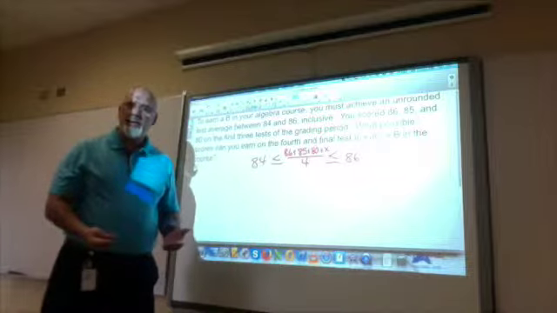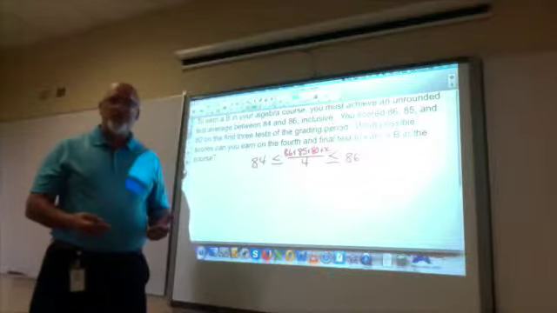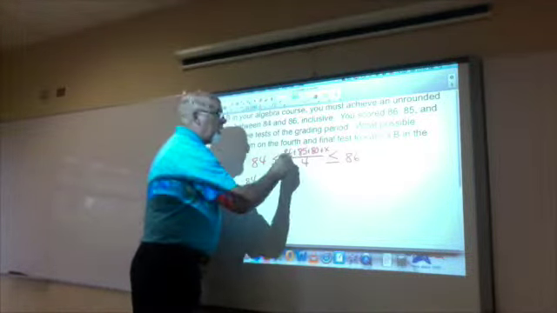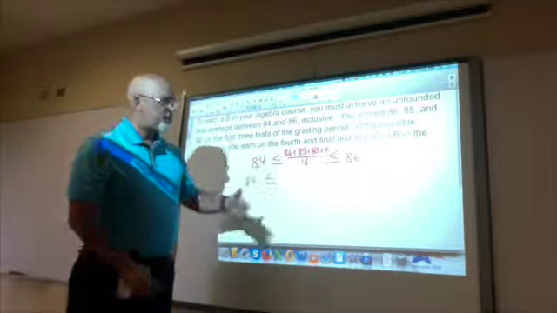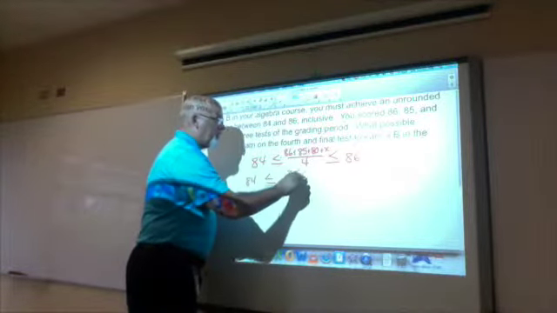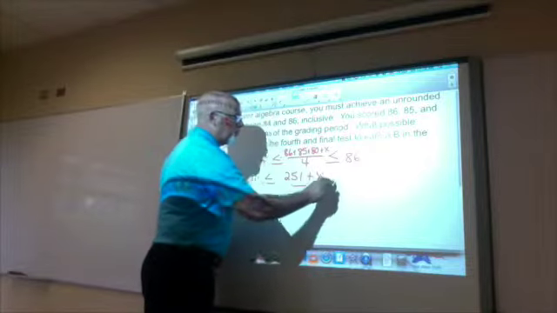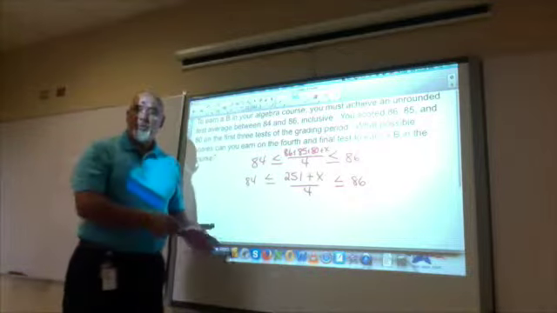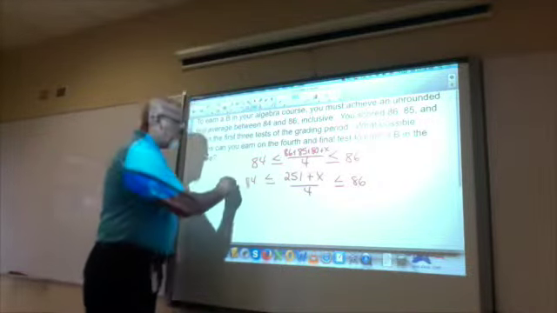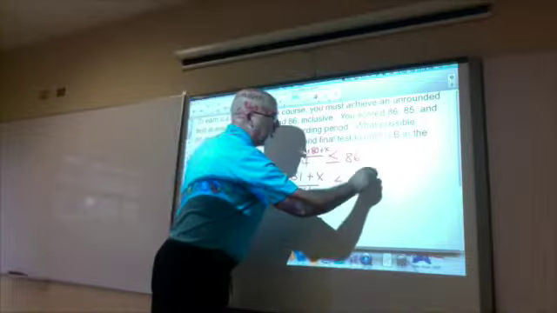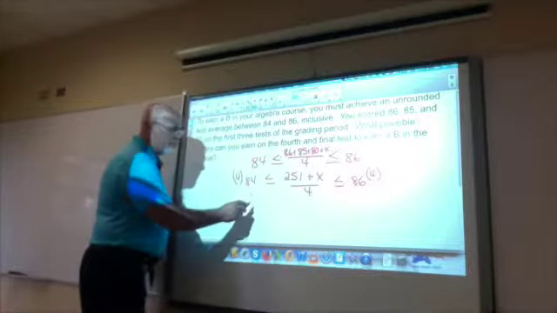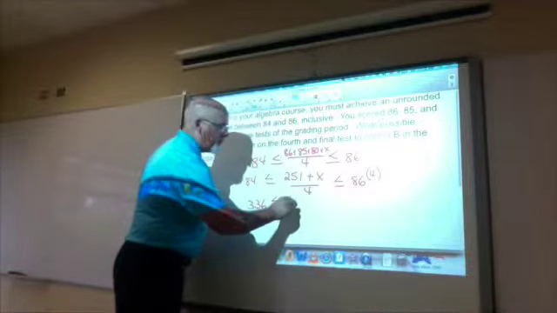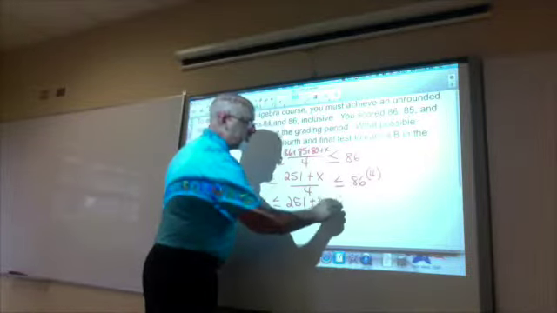And now it's just a matter of solving to figure out what our score needs to be. So we've got 84 is less than or equal to 86 and 85 and 80 make 251 plus x over 4 is less than or equal to 86. To get rid of the 4 that's on bottom, we multiply all sides by 4. 4 times 84 is 336, is less than or equal to 251 plus x, which is less than or equal to 344.